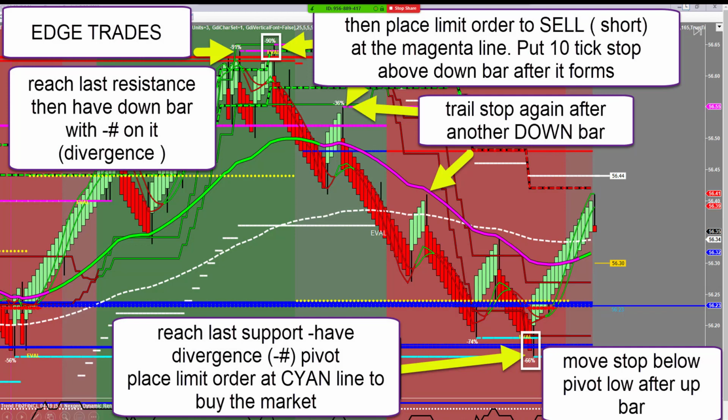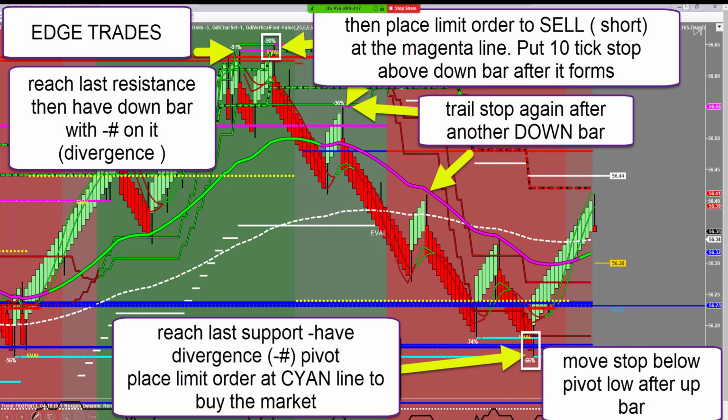It's a counter trend trade. So we get to the edge of resistance, which is the red lines of fibs. We then wait for the software to generate this negative number up top.